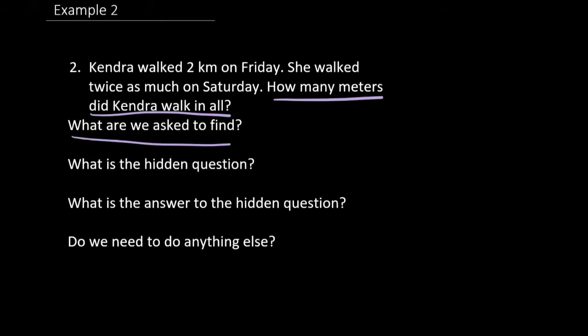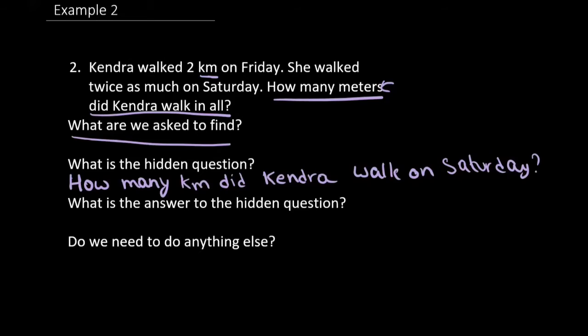What is the hidden question? If you notice, again, they asked for meters, but the unit over here is kilometers. So our hidden question is how many kilometers did Kendra walk on Saturday? I wrote down the question. Now let's move on to the next one. What is the answer to the hidden question? She walked twice as much on Saturday. So you can just do 2 times 2, which is 4.